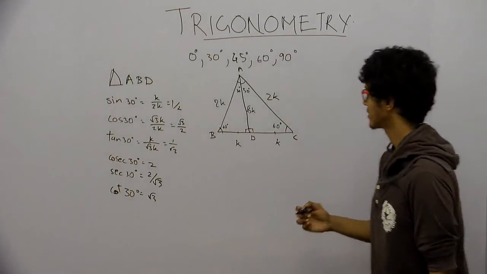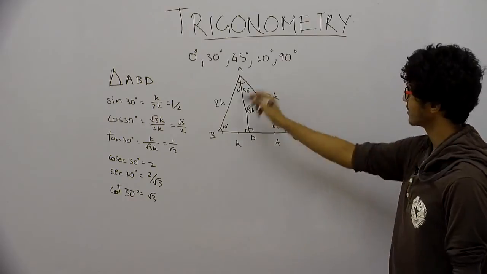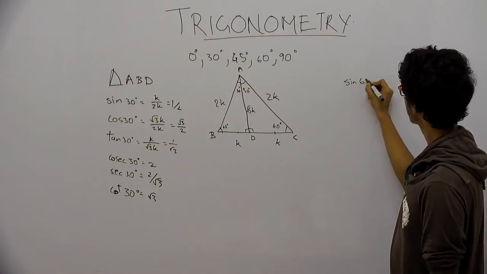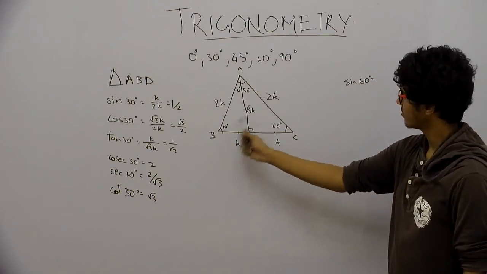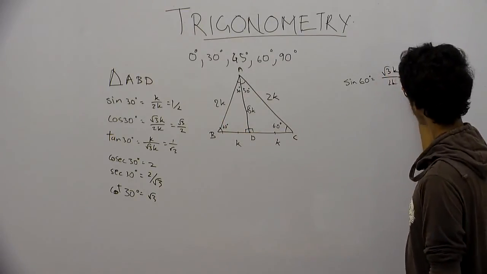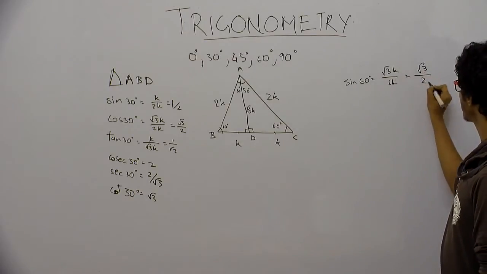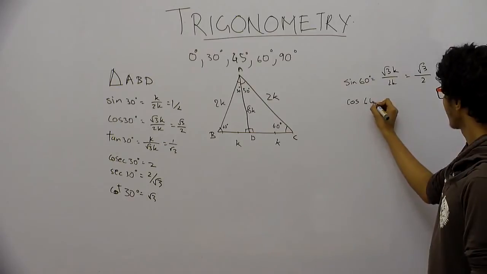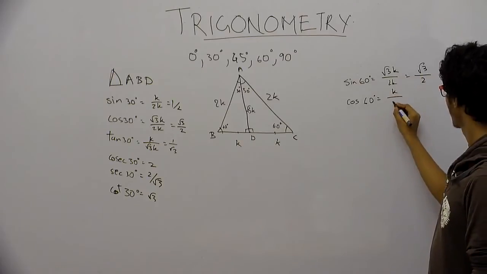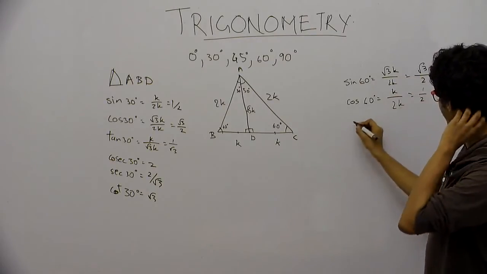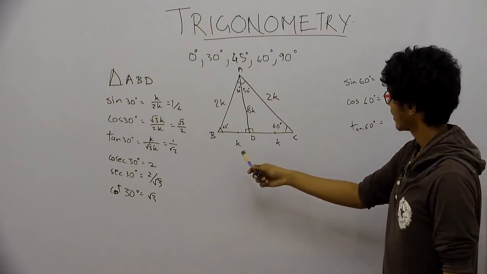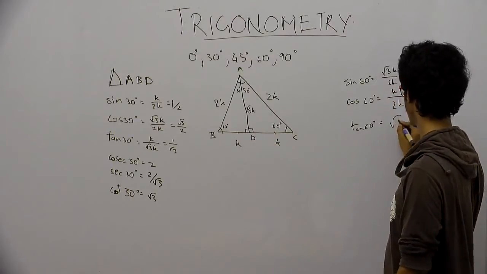Now let's see for the 60 degree angle. That is still considering triangle ABD, we go for B. Angle B is 60 degree. So sine 60 degree, we get as opposite root 3 divided by hypotenuse 2, root 3K by 2K. This is equals to root 3 divided by 2. Similarly, cos 60 degree, K by 2K, this is equals to half, and tan 60 degree will be root 3K divided by K. This is equals to root 3.